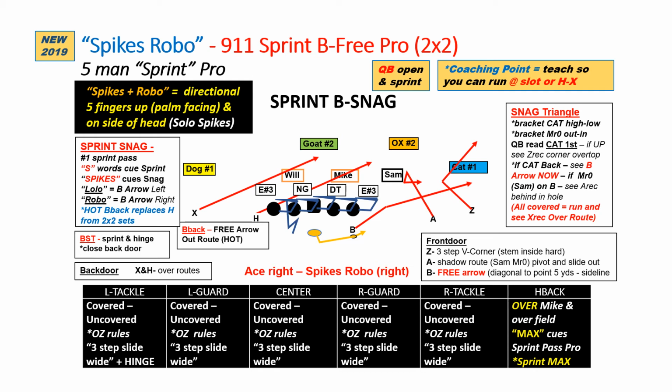What will happen here is the B replaces the H, and the read for the quarterback is exactly the same. We're going to read the cat to the Sam, looking for the Z, the B to the A. Now with the H on the backside, we have 2 over routes trying to find open grass, and that's the only change. Again, Spikes Robo becomes a 5-man protection to the right.